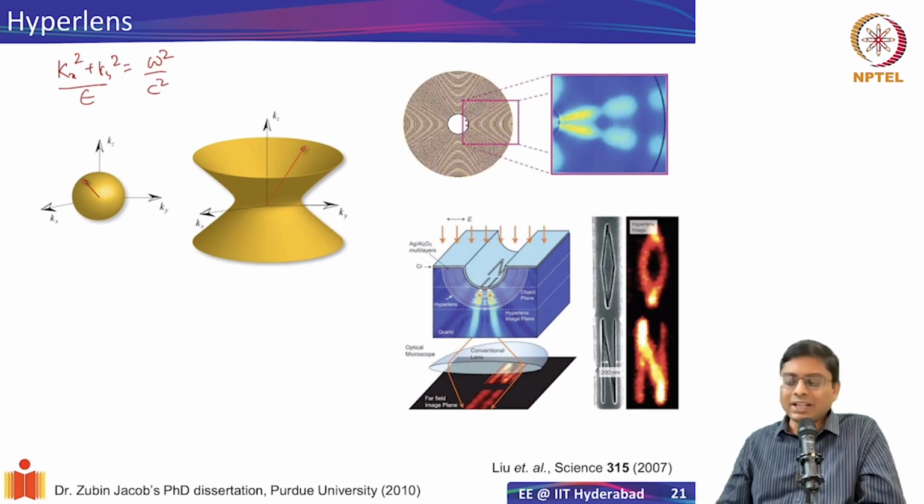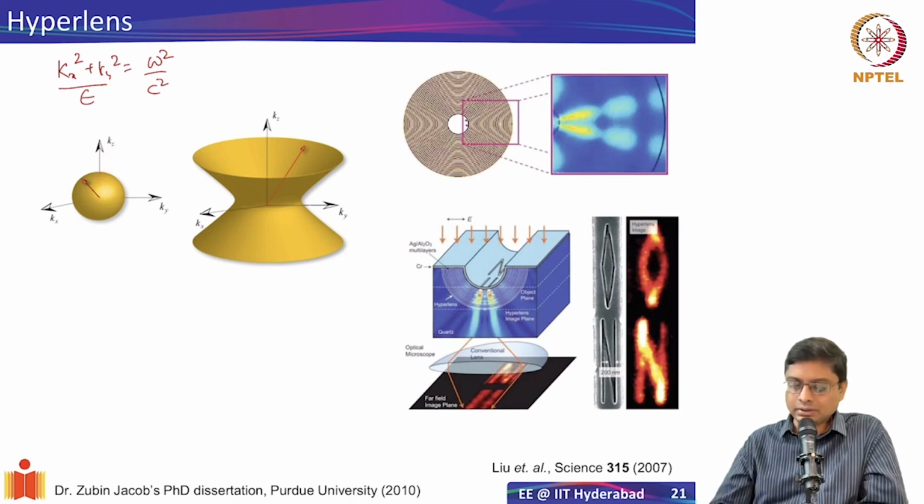dispersion relation. If you look at this, and plot it in the kx, ky and kz plane, it turns out to be a sphere like this. So this is my isofrequency surface.